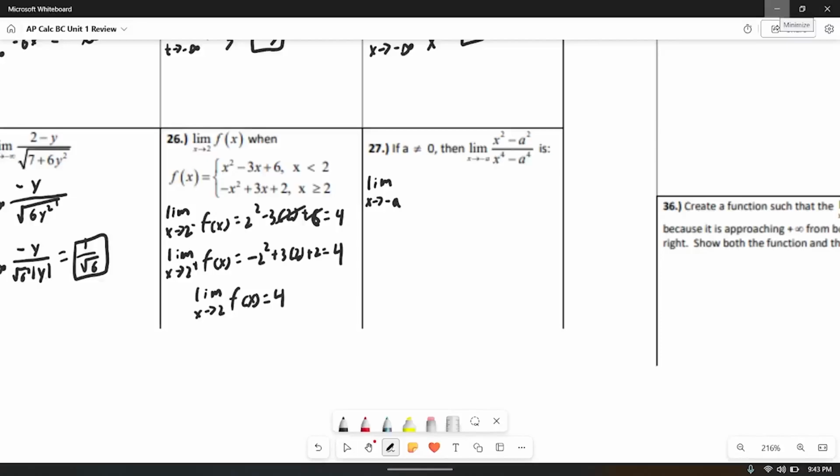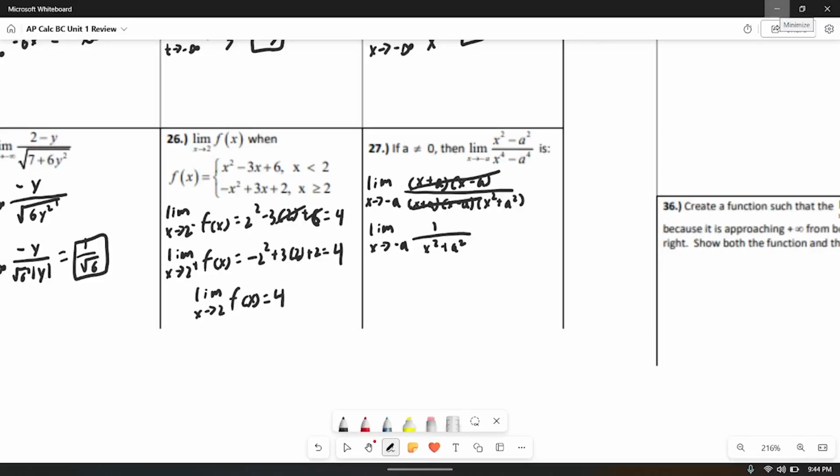Alright, so let's factor the top using difference of two squares. So we get x plus a times x minus a. And then now let's factor the bottom. We get x squared plus x squared minus a. So we can factor the x squared minus a into x plus a. And if you don't understand that, I would encourage you to review a bit of factoring rules, but this is what it factors into. So now the x plus a's and the x minus a's all cancel out. So now we just have the limit as x approaches negative a of 1 over x squared plus a squared.